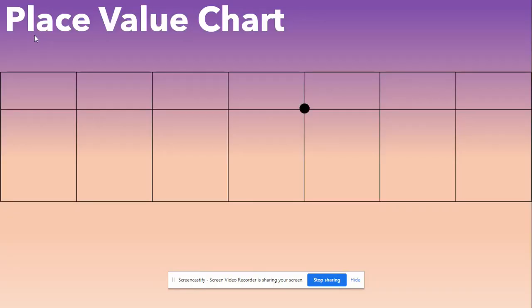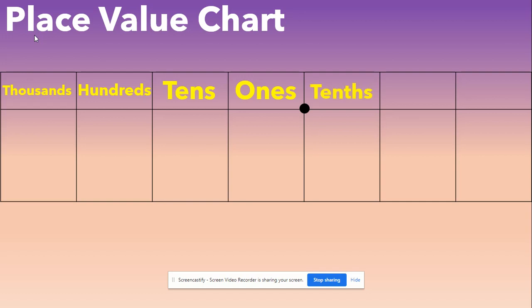Let's get started. We're going to start by filling out a place value chart. We can see the decimal point here, so we're going to start to the left of the decimal point. To the left of the decimal point is always the ones place. To the left of the ones place is always the tens place, then the hundreds place, and the thousands place. Now let's go to the right of the decimal point. Always to the right of the decimal point is the tenths place, then the hundredths place, and then the thousandths place.